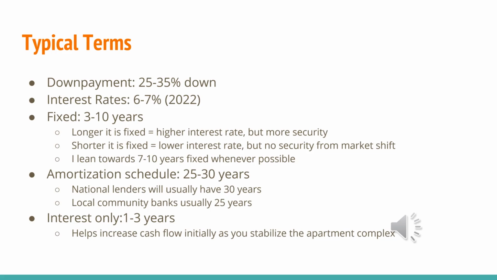And it's going to be fixed interest for at least 3 to 10 years. Typically if it's longer, it's fixed. You have a higher interest rate because there's more security, right? You're not at the mercy of whether interest rates go up or down in 10 years, right? But if it's a shorter fixed period, then it's a lower interest rate, but there's no security from a market shift, right? So for me, I try to lean towards that 7 to 10 year fixed, whenever possible, just to have that extra security, right?